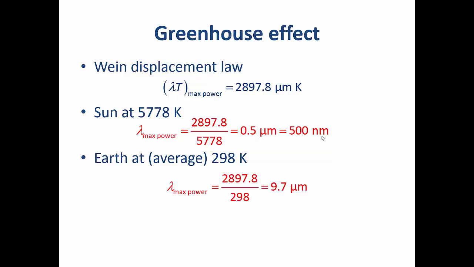Whereas for the Earth at an average 298 Kelvin, the wavelength at which there is maximum power will be 9.7 microns. So this is really the peak of the radiation spectrum. From the Sun, it's peaked in the middle of the visible spectrum. From the Earth, it's actually peaked in the infrared.